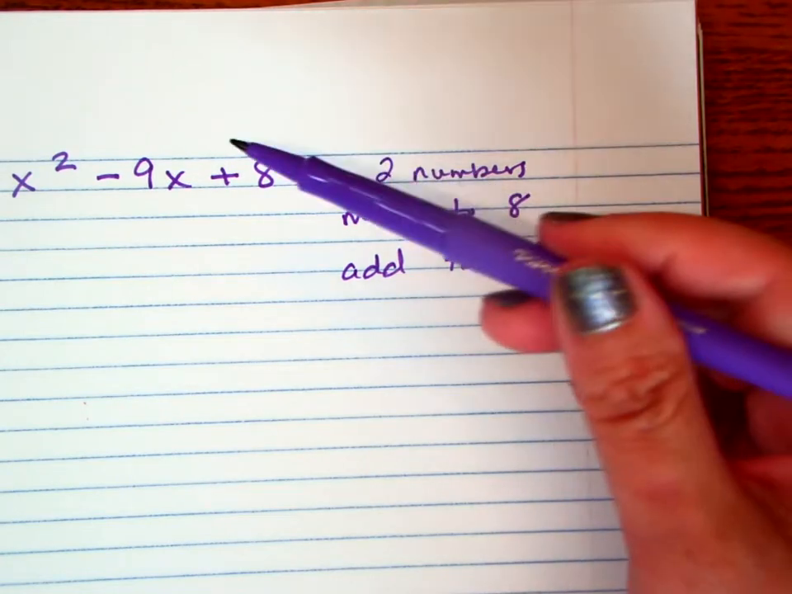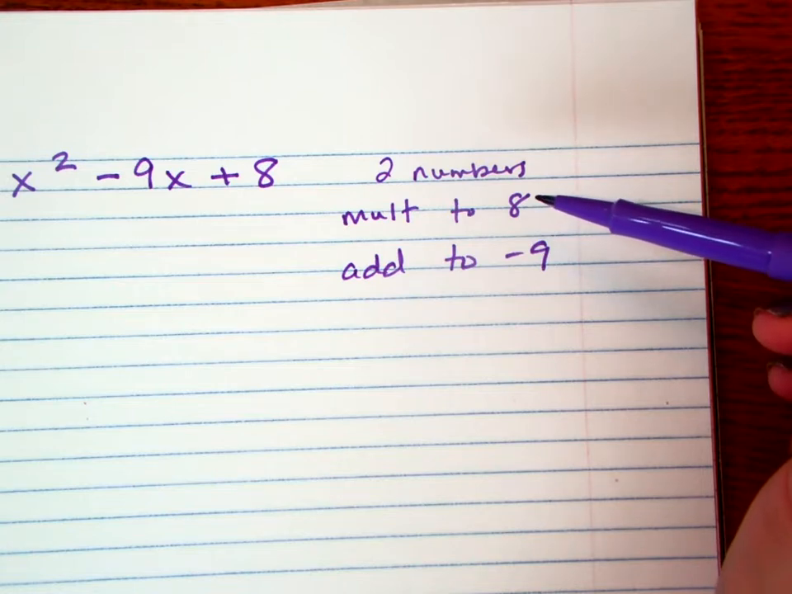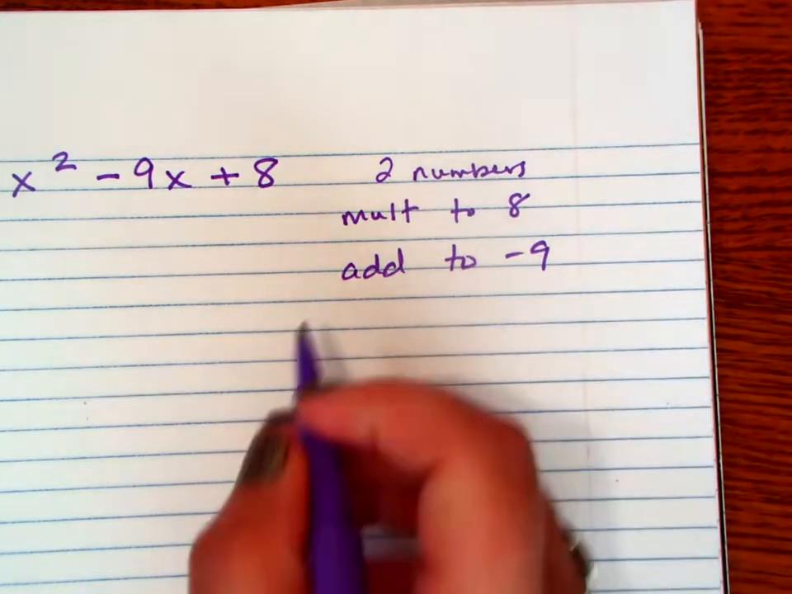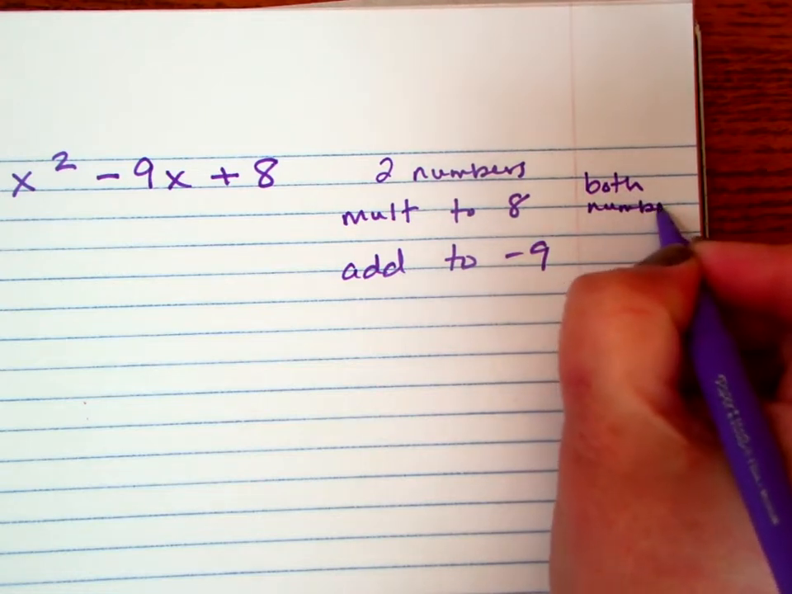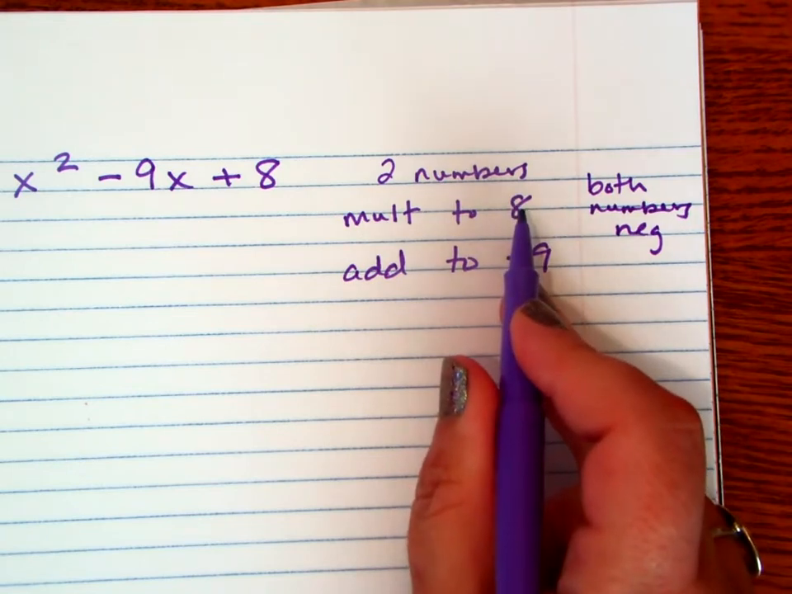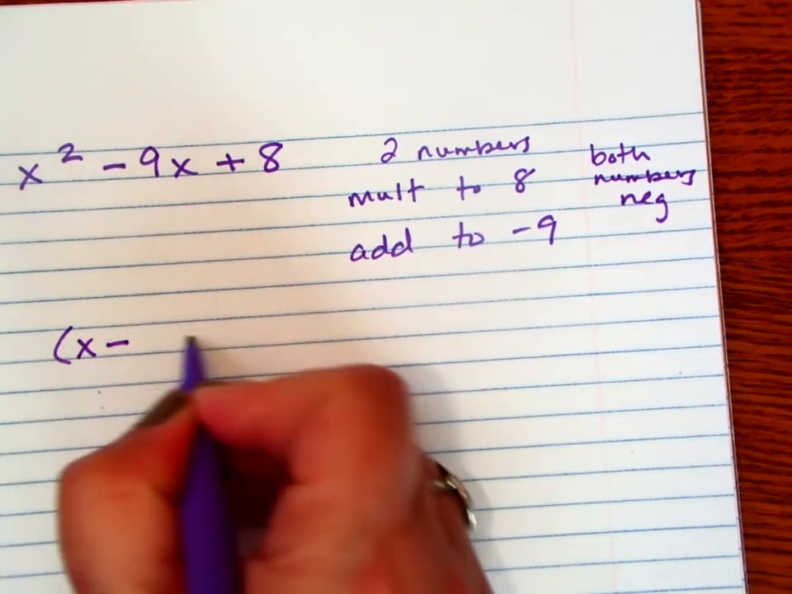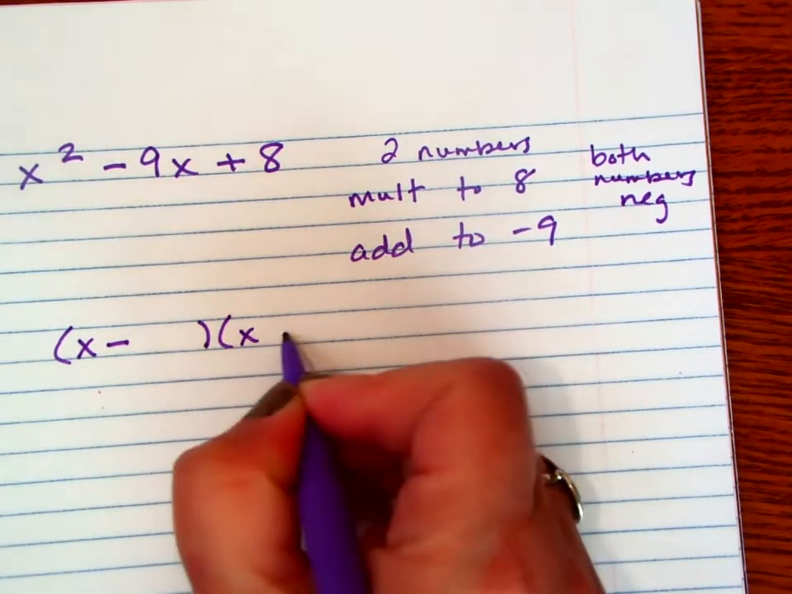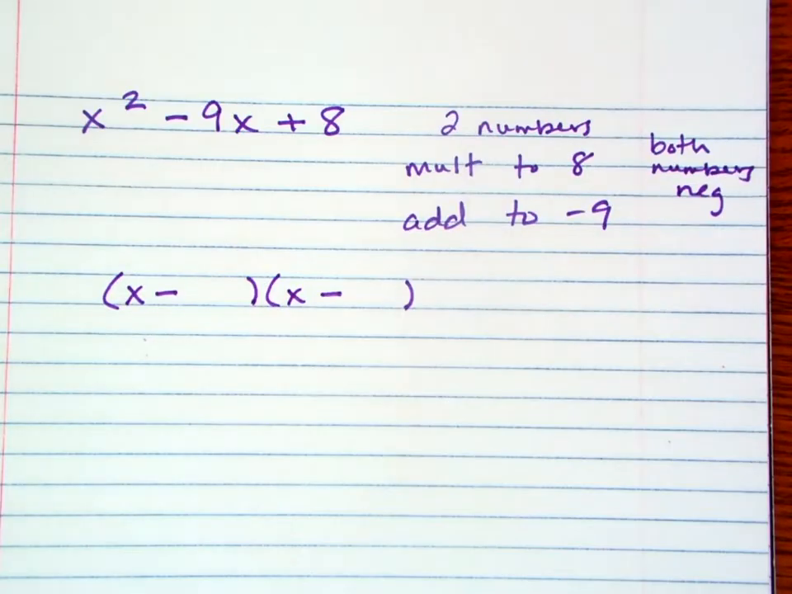So if one of the numbers was negative and one of them was positive, they would not multiply to a positive. Okay, so both numbers are going to need to be negative, because they have to add to a negative, but multiply to a positive. All right, so I'm going to start with x minus and x minus. You could have written that all out. You didn't have to figure that out right away, but I prefer to figure it out right away.